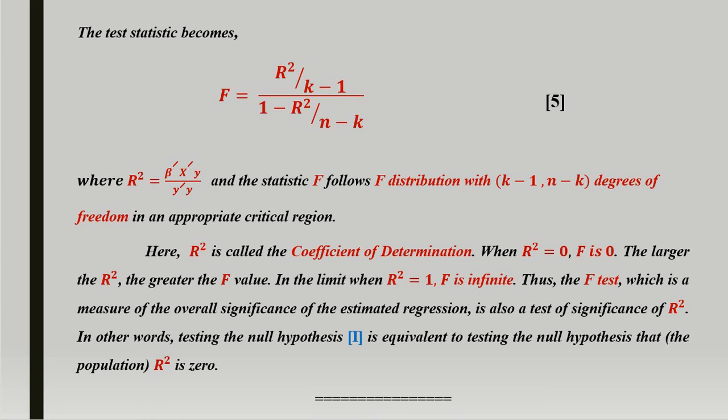When R square is equal to 0, F is equal to 0. The larger the value of R square, the greater the value of F. So, in the limiting form, R square is equal to 1. If R square is equal to 1, then F is infinite. Thus, the F test, which is a measure of the overall significance of the estimated regression, is also a test of significance for R square. So, in other words, testing the null hypothesis is equivalent to testing the null hypothesis that the population coefficient of determination R square is 0.